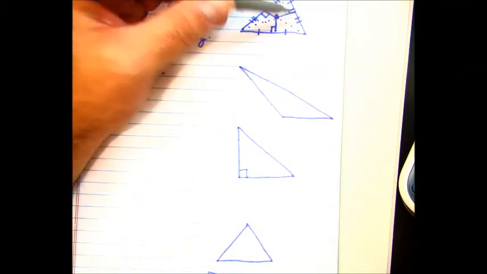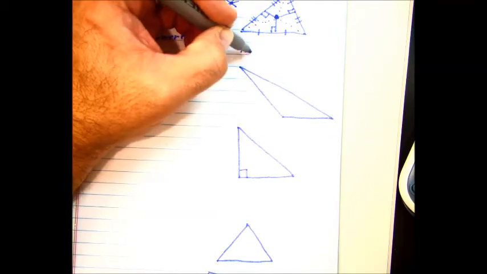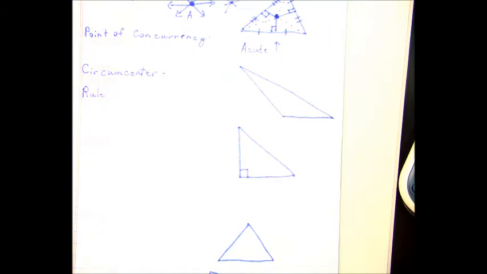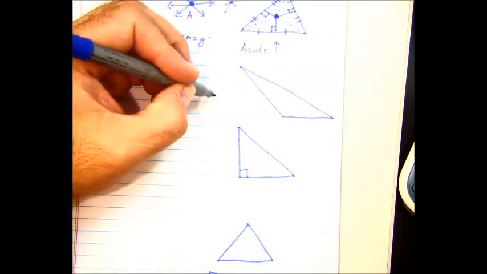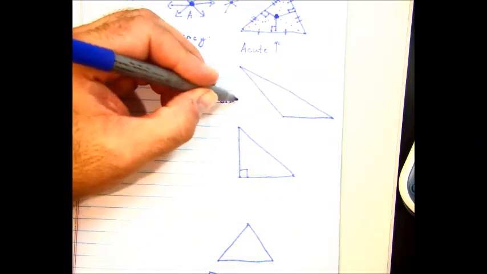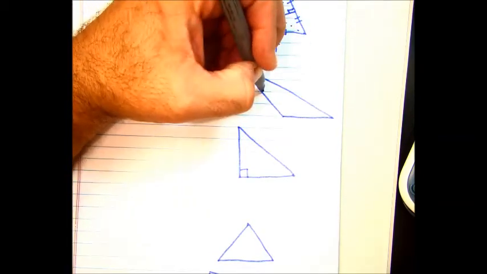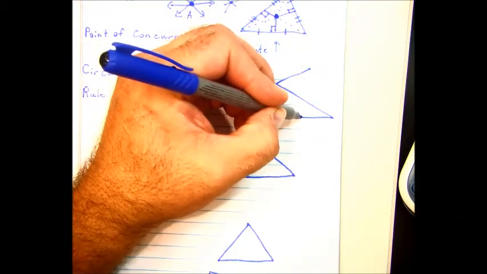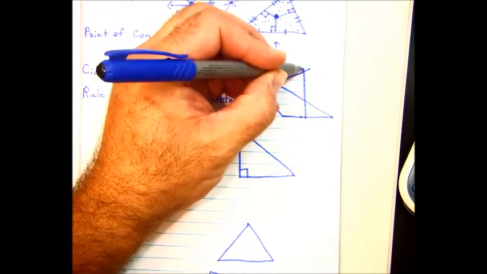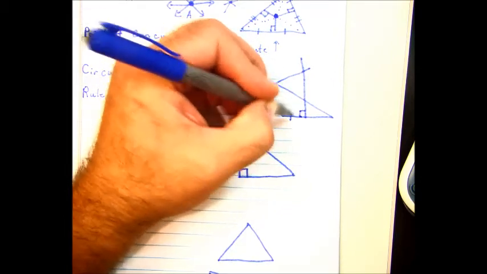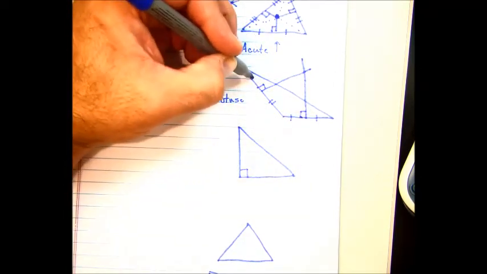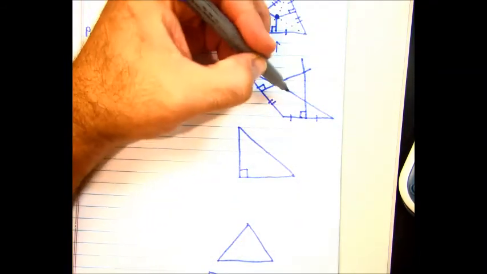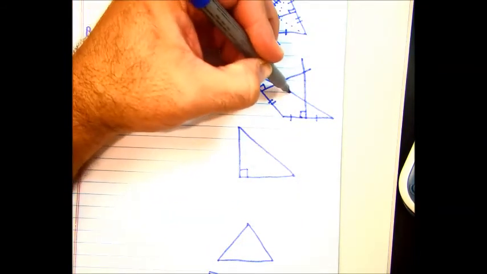This is an acute triangle. And in an acute triangle, your circumcenter will always be in the triangle. With an obtuse triangle, your perpendicular bisectors will always meet out of the triangle. Here's my last perpendicular bisector.